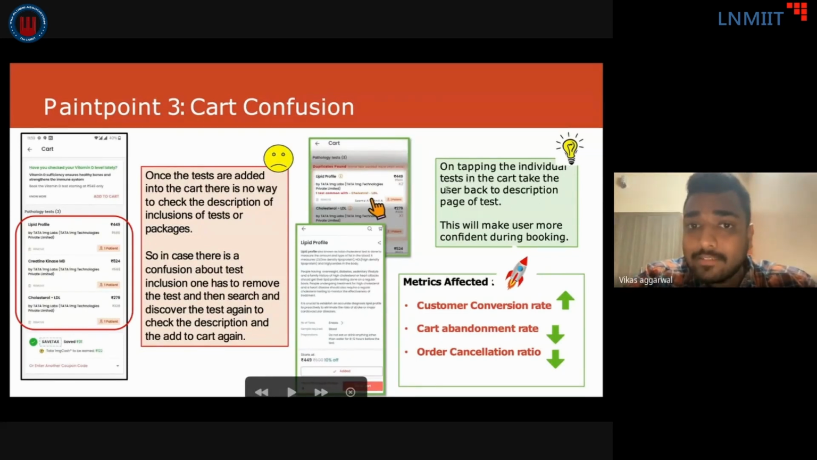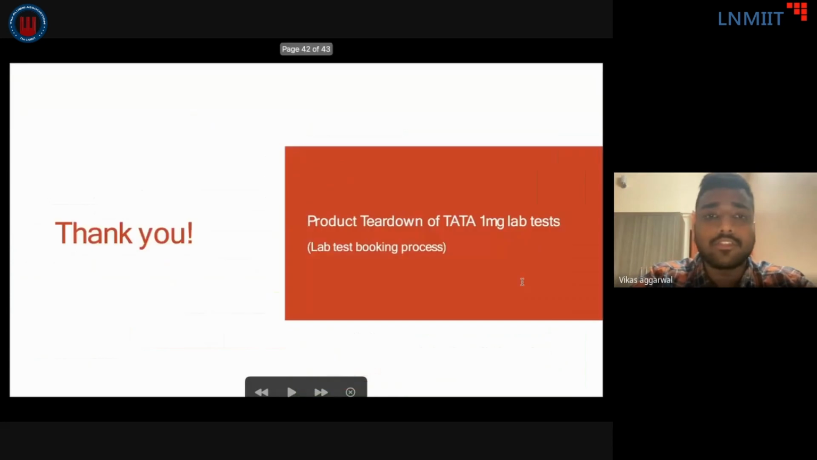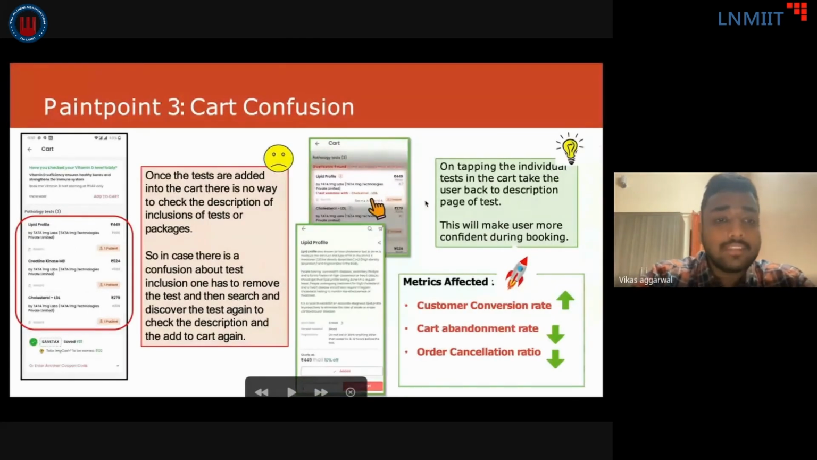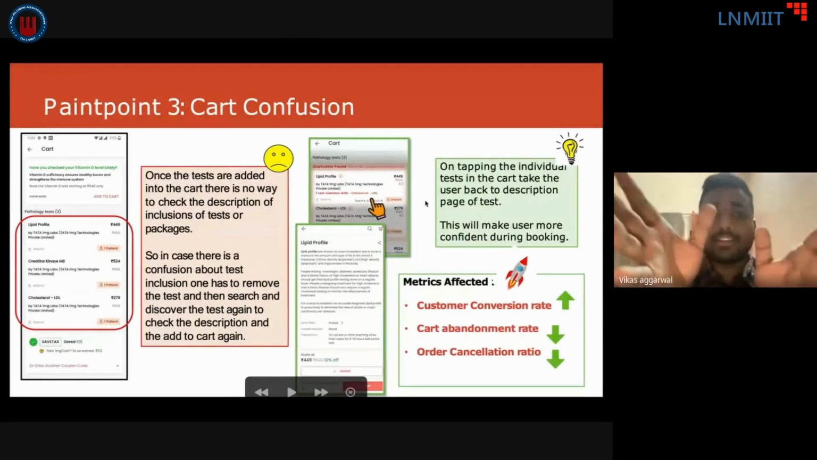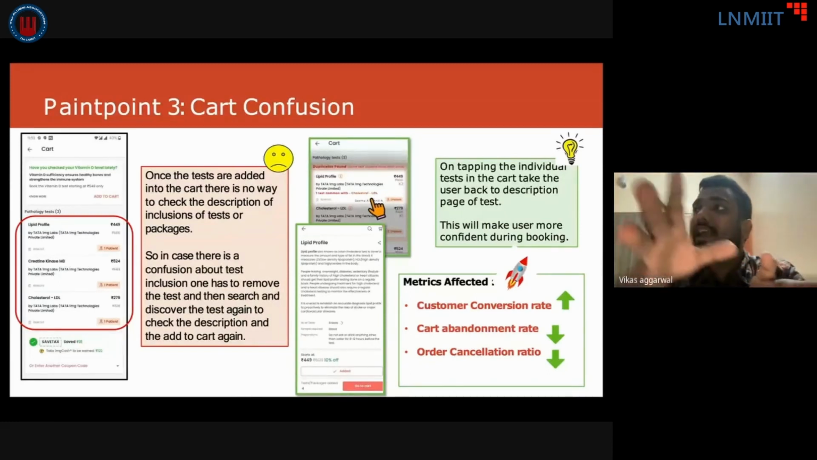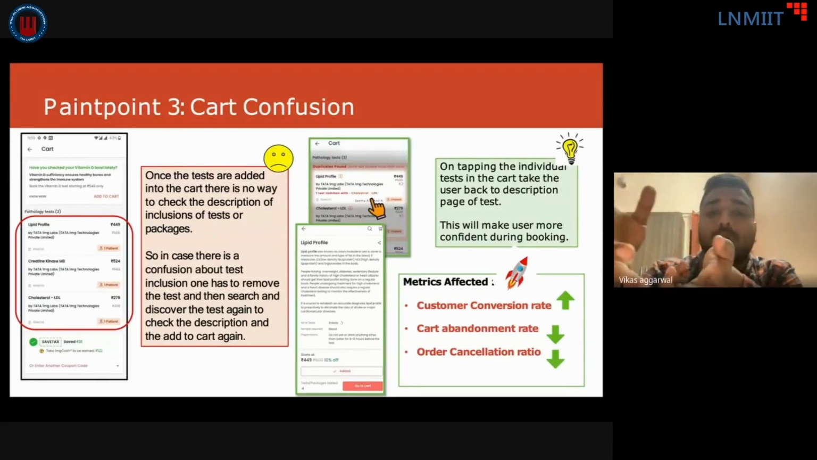On tapping the individual test in the cart, take the user back to the description page of the test. अगर मैं लिपिड प्रोफाइल पे क्लिक करूंगा तो I will get this particular box जिसमें लिपिड प्रोफाइल के बारे में I will get each and every information. ठीक है. So this is the thing which Tata 1mg must have. अब इससे क्या होगा? Customer conversion rate that will increase, cart abandonment rate that will decrease, and order cancellation ratio that will decrease. ठीक है. So these are the things, मतलब just these are the problems that Tata 1mg was having, and being a product manager, I should solve these problems.